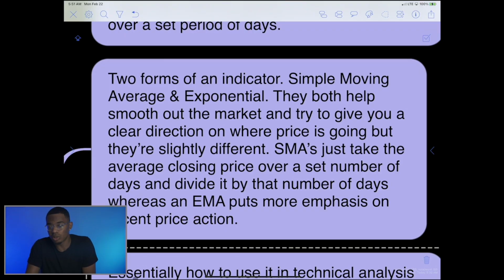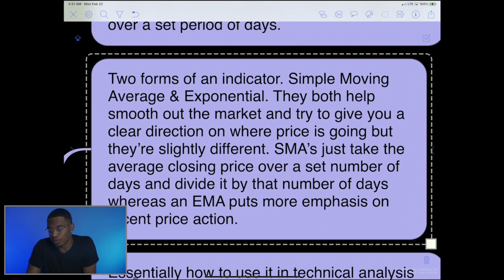There are two forms of this indicator, a simple moving average and an exponential one. They both help smooth out the market. They both do the exact same thing, but they're slightly different. The simple moving average is exactly that, simple. It takes the average closing price of, let's say, 5 days, adds them up, and divides by the number of days, by 5. It's just that simple.